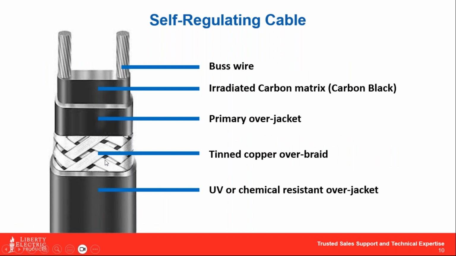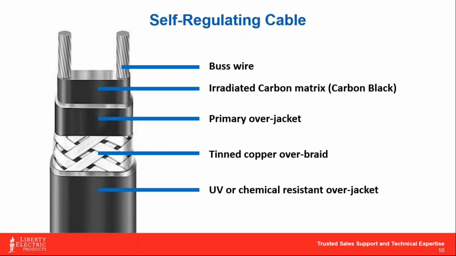All right. So when we look at how a self-regulating cable is constructed, as you can see, you've got these two parallel 16 gauge bus wires. Okay, it looks a lot like a piece of Romex cable. And then that second layer, I apologize, this is a black and white type picture, but that irradiated carbon matrix, it looks like black licorice, basically binding those two bus wires together. And that's really where all the magic happens in the cable. That's where your expansion and contraction is going on.